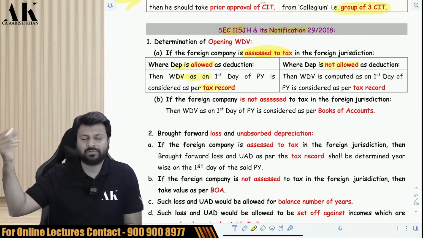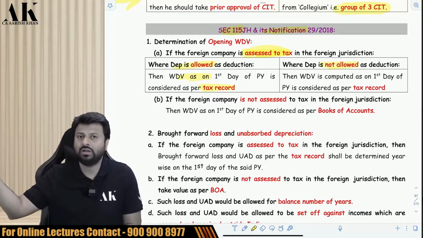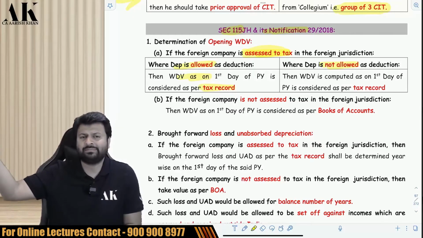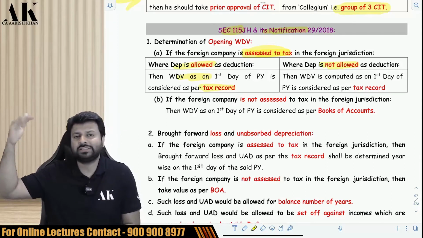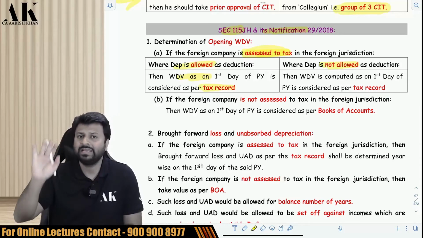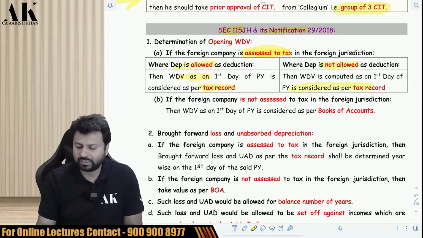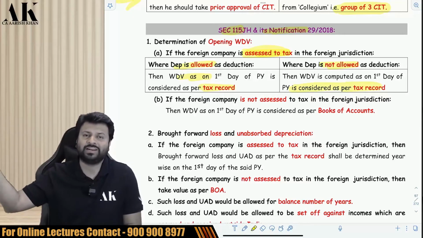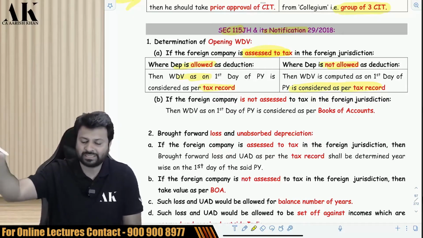So the second question which we need to answer: there is a tax in the foreign country, but that company was not allowed depreciation under that particular law. Maybe there is some presumptive income provision which is applicable to that company, so because of that, the provisions of depreciation are not applicable to that company. So in that case also you have to compute the WDV as per the tax record. Even though that company is not eligible for depreciation in the foreign country, still you have to compute depreciation as per the tax record. Okay.